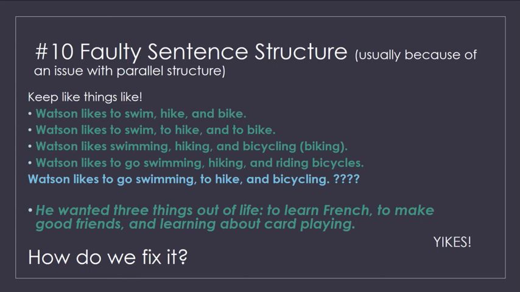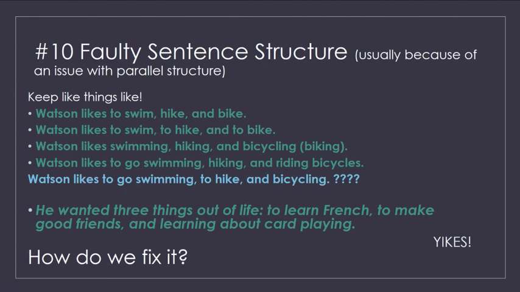Here's another example of a sentence with faulty parallel structure. He wanted 3 things out of life: to learn French, to make good friends, and learning about card playing. What's happened to the last part of that sentence? We have a structure that's being set up. To learn, to make. The last one should be to learn. To learn, to make, to learn. Since we've got 2 learns, let's rearrange this sentence a little bit and put those together. He wanted 3 things out of life: to learn French, to learn to play cards, and to make good friends. All of a sudden, that sentence is miles clearer.